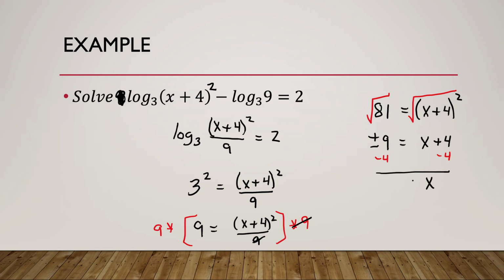Now, I do have 2 options. So one option is that the 9 is positive. So positive 9 minus 4 is going to be positive 5. The other option is that that 9 was negative. Negative 9 and negative 4 makes negative 13.